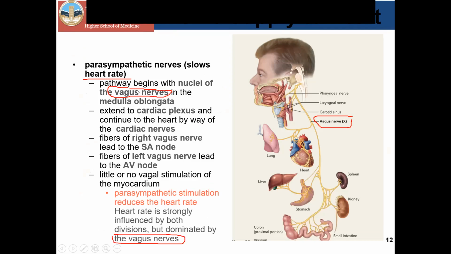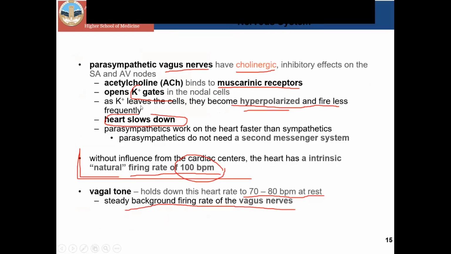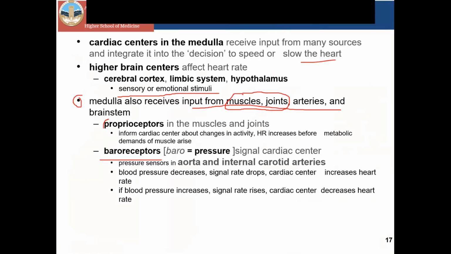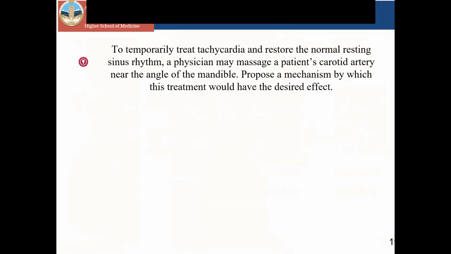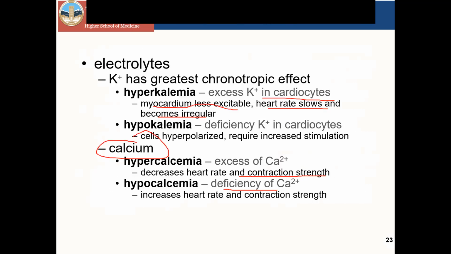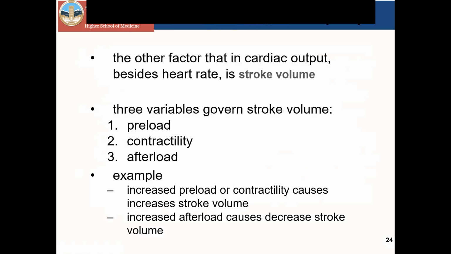Okay, parasympathetic slows heart rate. We understand how exactly they work with calcium and potassium ions, and we discussed the proprioceptors in the muscles and joints, baroreceptors located in the vessels, and how exactly they can affect heart rate. Also we discussed chemoreceptors and some chemical effects, the drugs which can also have a chronotropic effect, electrolytes, etc. Understanding this part of the topic?